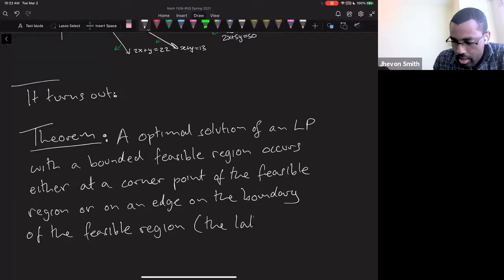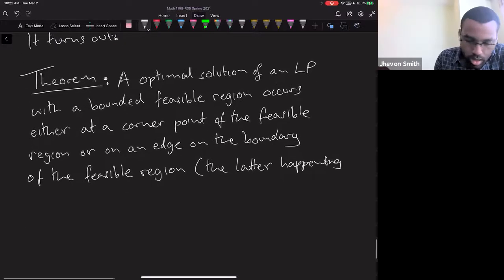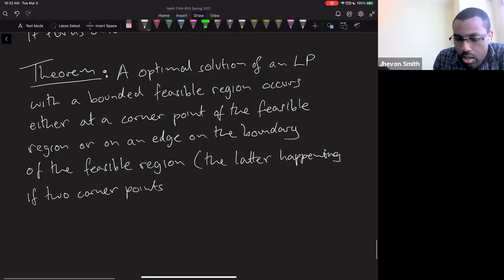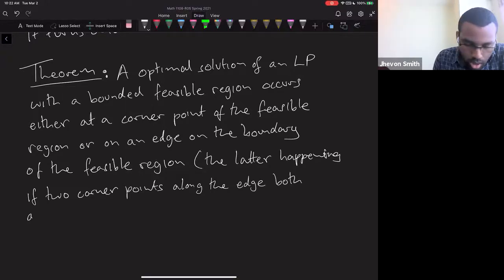The latter happening, if two corner points along the edge both are optimal.